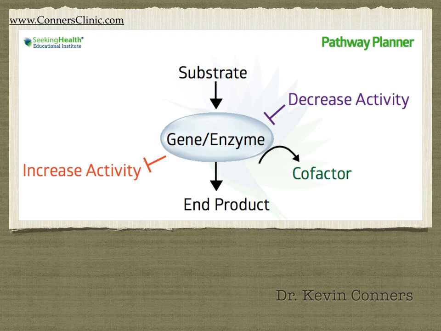Things that increase that activity could be positive, a good thing, or it could be a negative if you don't want to be making too much end product. Things that decrease that activity usually are a negative. They're blocking that gene function. But it could be a positive, meaning it's a negative feedback loop that's slowing down that gene function because we've got too much end product right now. So that's really what we're looking at when we look at these gene pathways.